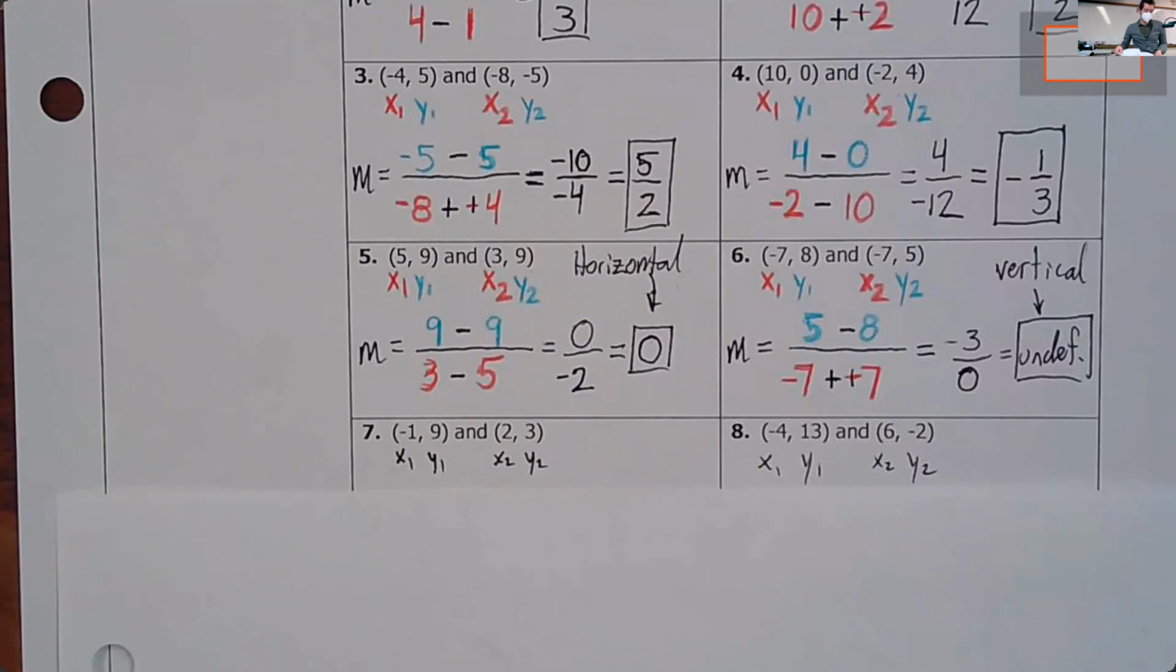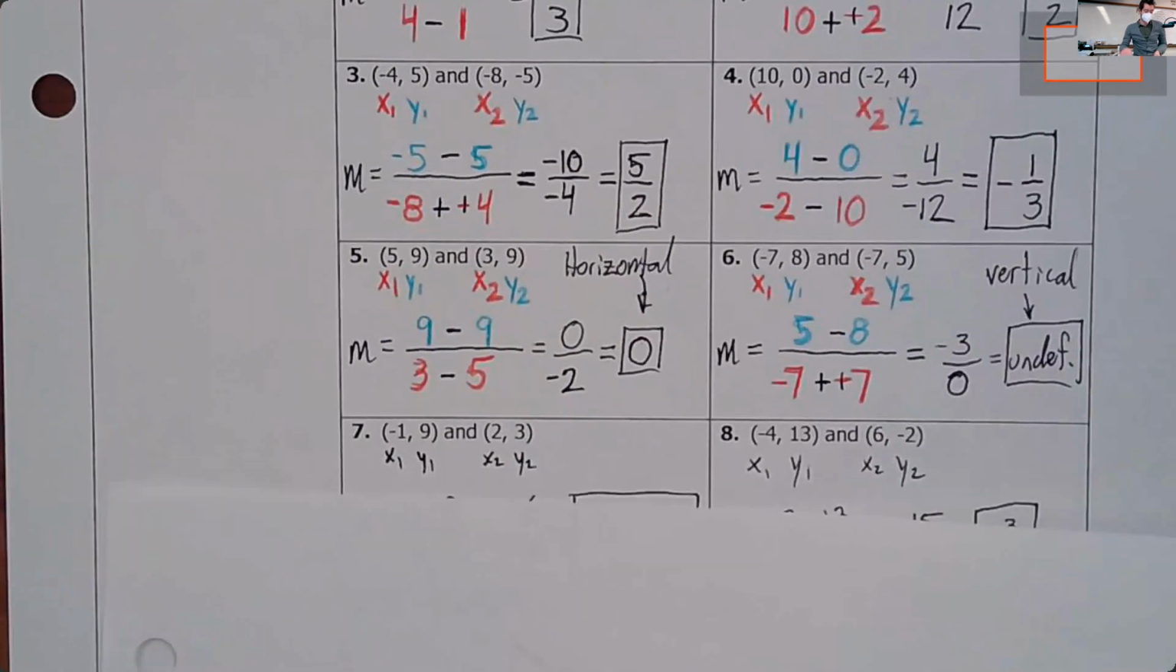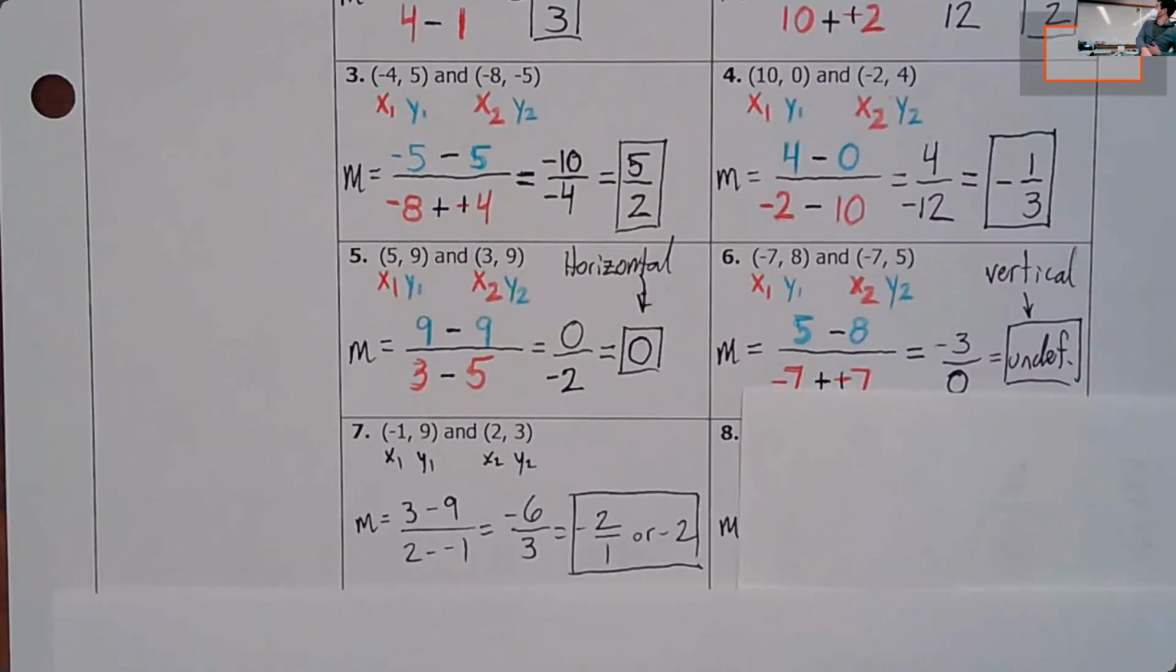-2 over 1. Nice. -2 over 1 or just -2. Excellent work. So here it is for number 7. I did not put colors with these last 6 that we did. I just did those for the first ones.